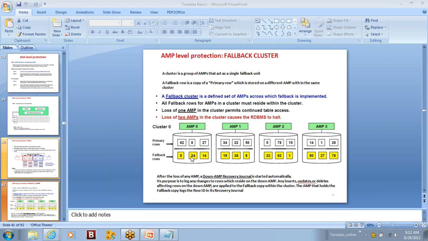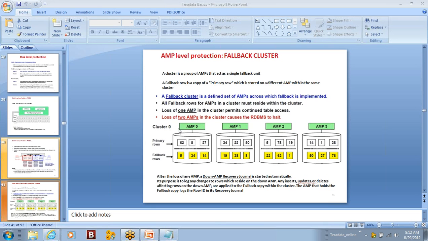And now AMP0 came back after repair. It came back in active status. Then how would it get all the new status of the records into its primaries and into its backups, the fallbacks? During its absence, some updates might have happened on the data. So how will it get the updated data back?